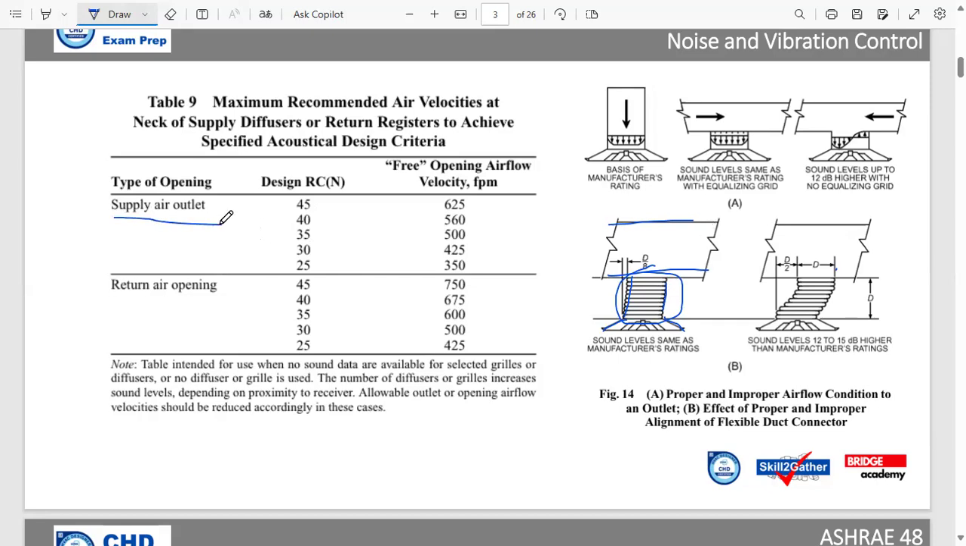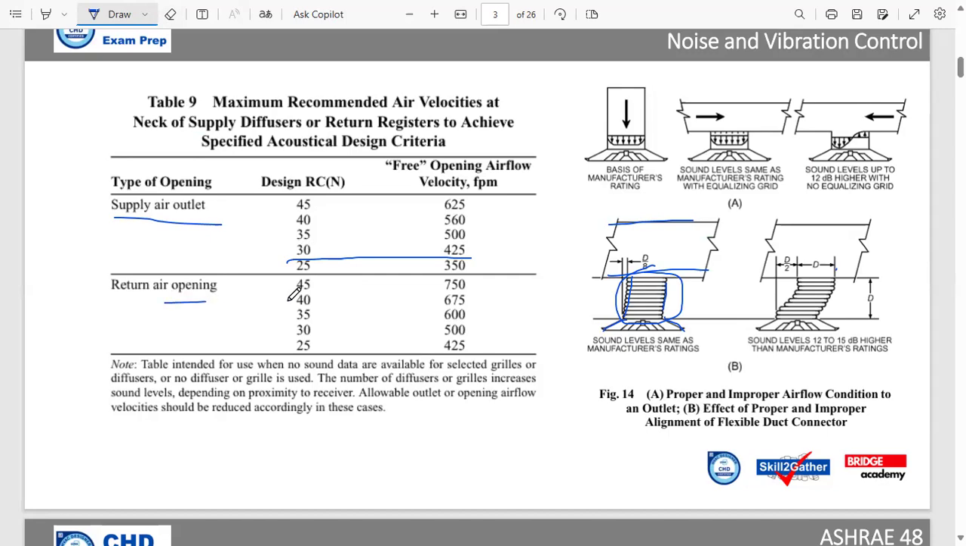Now, at the supply air outlet, for the NC limit 30, the maximum allowable velocity is 425 feet per minute. If the NC limit is higher, let's say 35, the velocity goes higher, to 500 feet per minute. And if the NC limit is lower, obviously we are going to have a lower velocity limit. Now this is the maximum velocity, the ceiling. If you are below it, there is no problem. If you go beyond it, you're going to face a sound issue, a noise issue.